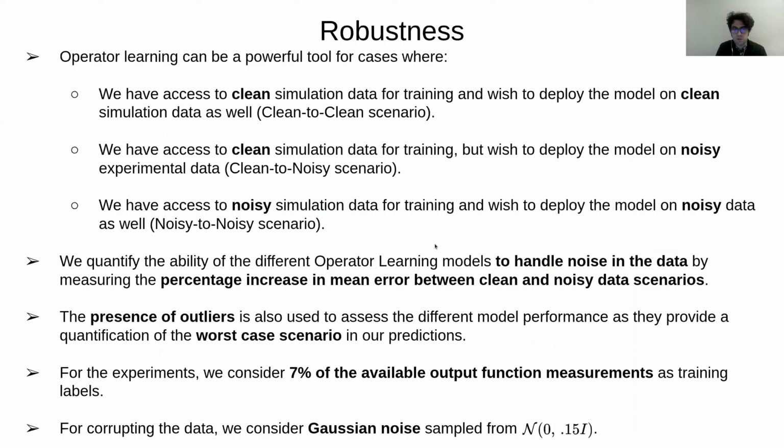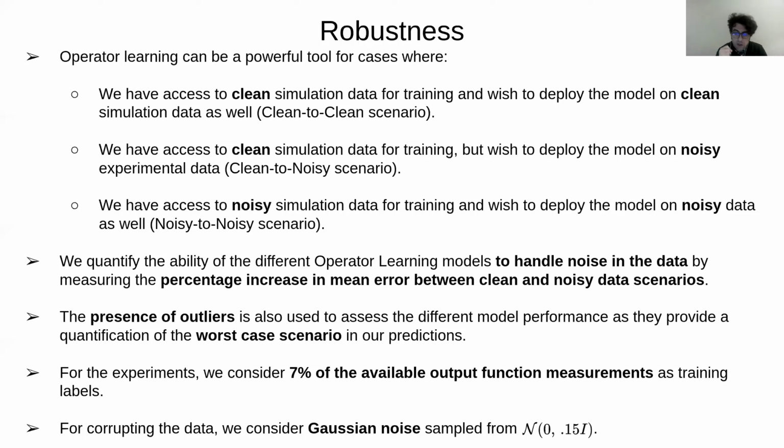So second property, robustness. How will we assess robustness? We will create 3 noise scenarios. One scenario with no noise: clean simulation data for training, clean simulation data for testing. Second scenario: clean simulation data for training, noisy data for testing. Third scenario: noisy data for training, noisy data for testing.